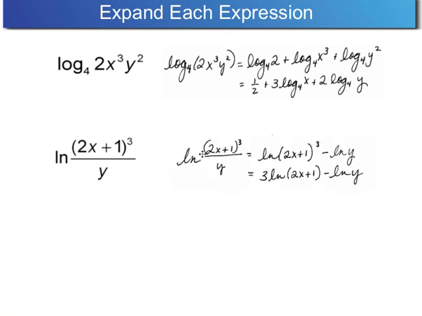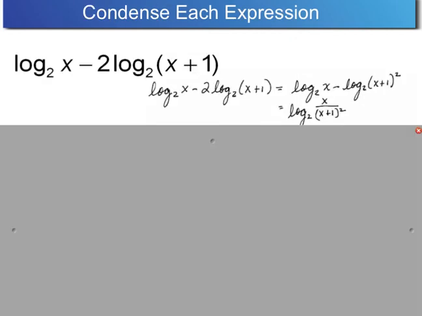Okay, here's my answer. It's log of a quotient, so it's the difference of my logs. So it's ln of (2x plus 1) to the third minus ln of y. The exponent moves to the front. In this example, we're going to condense.